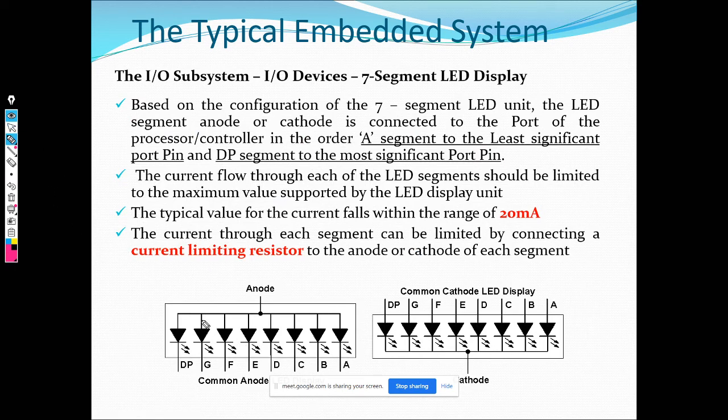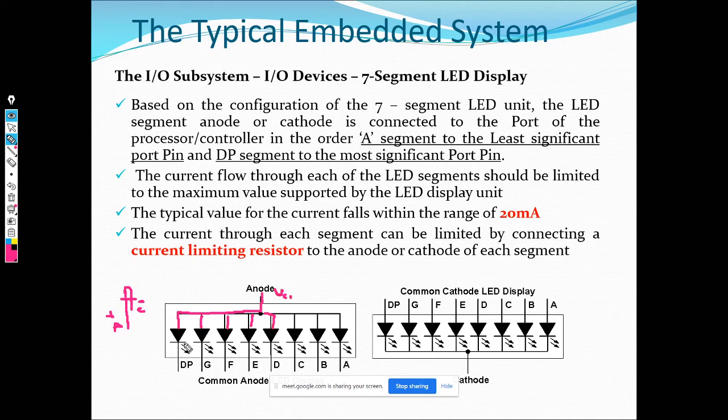As I said, LEDs are nothing but diodes, right? Each LED is going to look like this. This is your anode, and this is your cathode. You can have a common anode. Just connect all the anodes to a higher voltage.